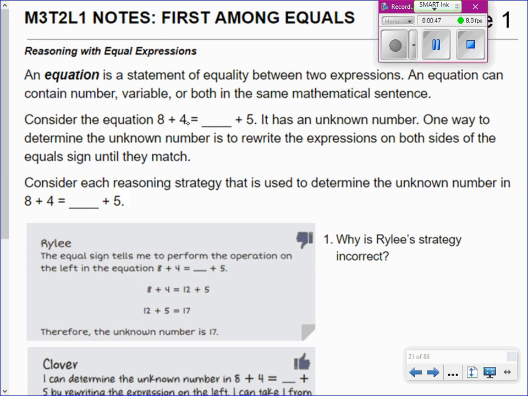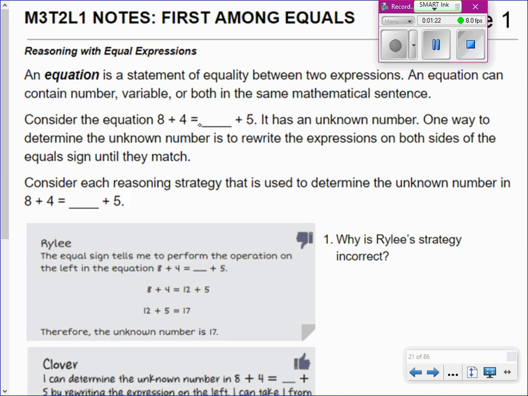Consider the equation 8 plus 4 equals something plus 5. It has an unknown number. One way to determine the unknown number is to rewrite the expressions on both sides of the equal sign until they match. Consider each reasoning strategy that is used to determine the unknown number in 8 plus 4 equals something plus 5. As we know, 8 plus 4 is 12. So we need to figure out what number plus 5 will give us the same answer. Your number is 7. 7 plus 5 is 12.